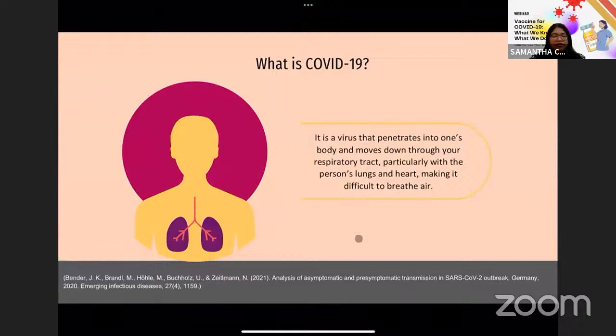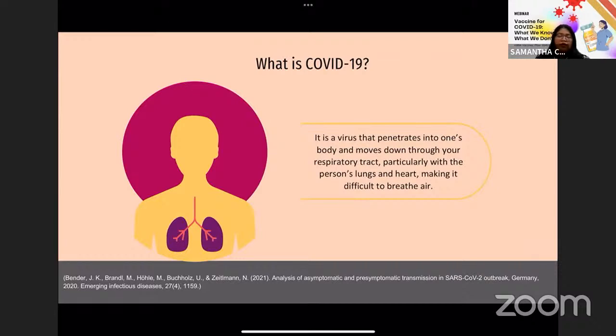The novel coronavirus disease, or also known as COVID-19, took the world by surprise. As we all know, schools were suspended, businesses were temporarily closed down, and we are also forced to stay at our homes. The novel coronavirus is a virus that emerged and posed a global threat to humankind because it is a fatal illness that causes further damage than just the well-being of a person, but also to everything surrounding them. Specifically, it is a virus that penetrates into one's body and moves down through your respiratory tract, particularly with a person's lungs and heart, making it difficult to breathe air.